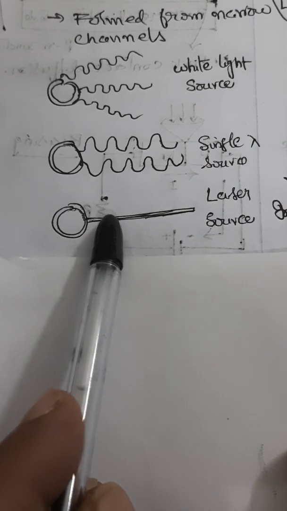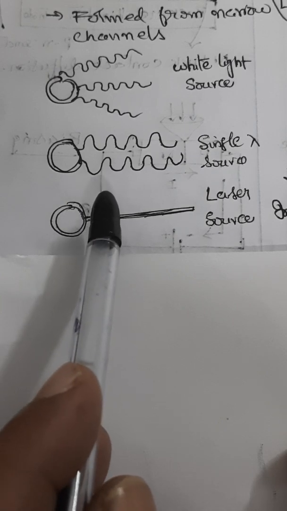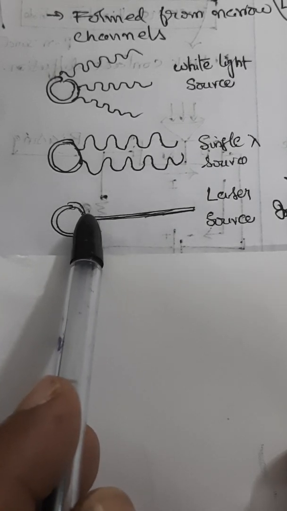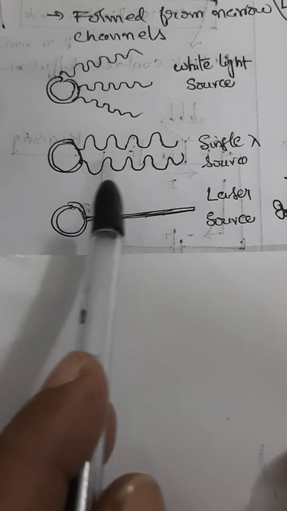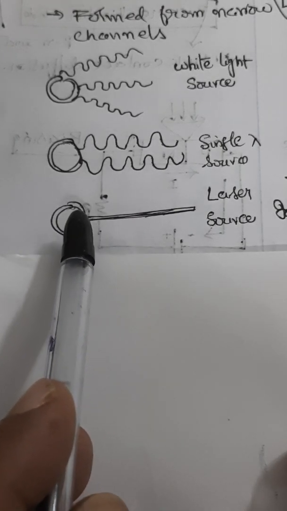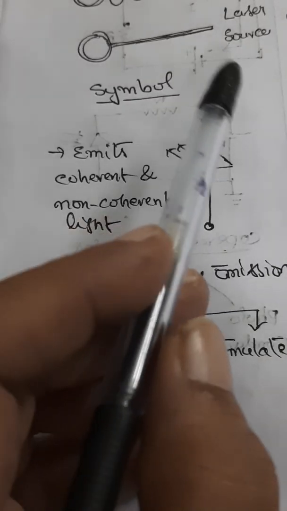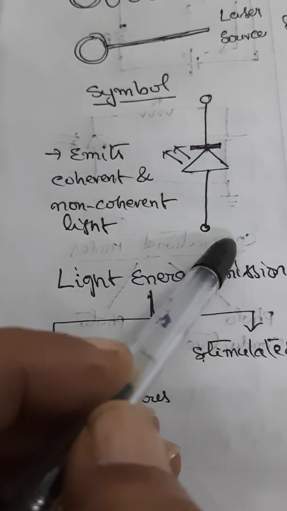Due to its structure, a laser diode emits both coherent and monochromatic light. The light emitted by a laser diode consists of a single wavelength, whereas LEDs emit light consisting of a wide band of wavelengths. Thus, light emitted by an LED is incoherent. That is what is to be kept in mind. This is how we represent a laser diode symbolically in any circuit.